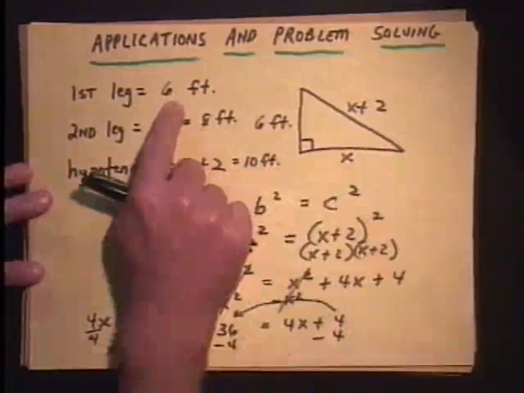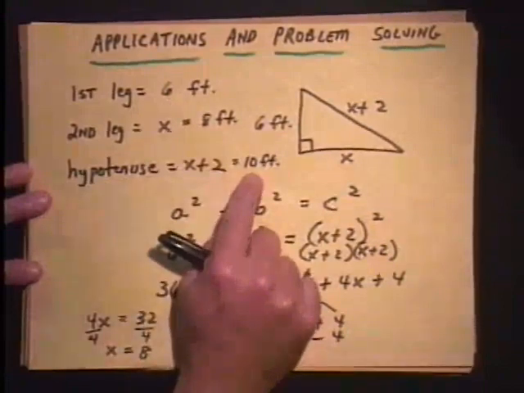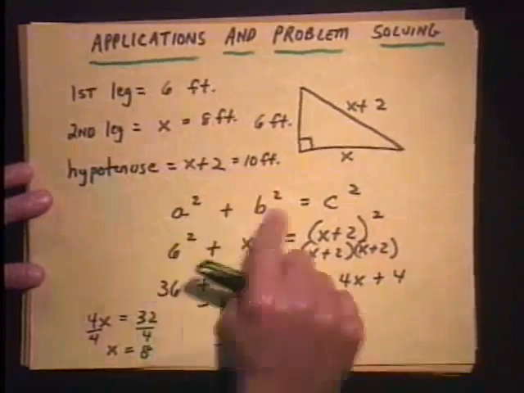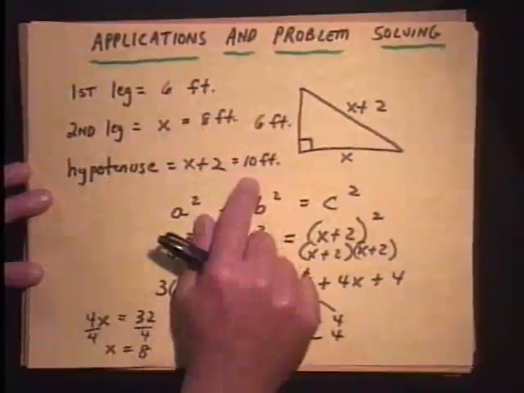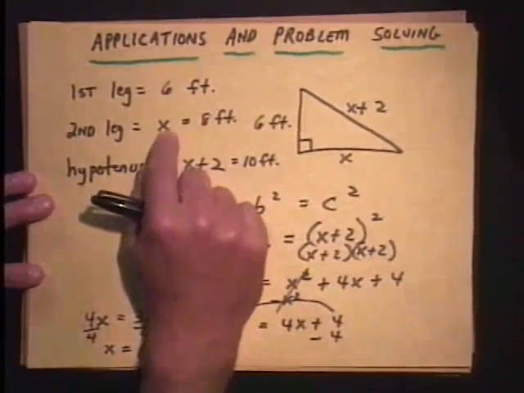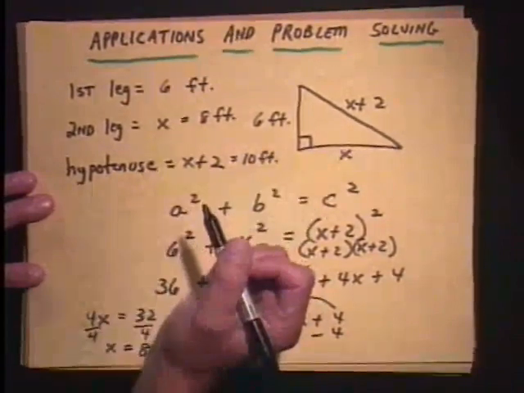So we get a 6, 8, 10 right triangle. If you take that, square it, plus that, square it, you will get that, squared. So it does check here in the formula too. So the answer makes good sense. The hypotenuse is 2 more than that leg we didn't know, the unknown leg. So life is good. All right.